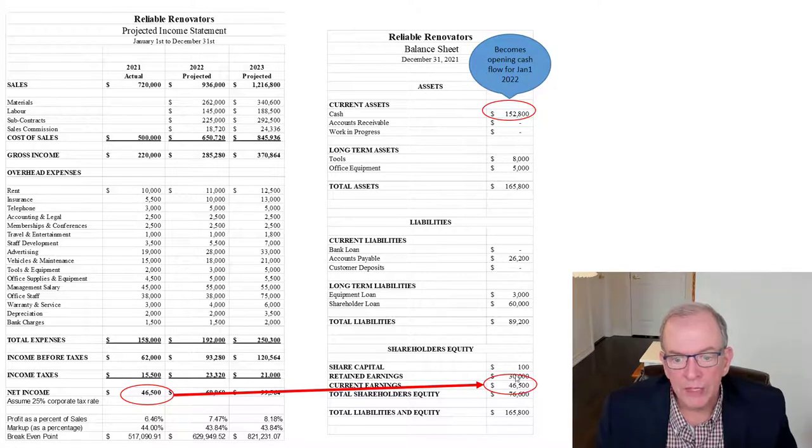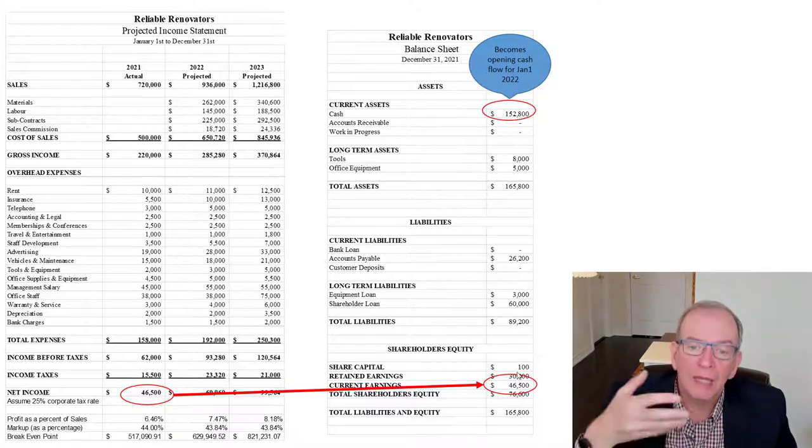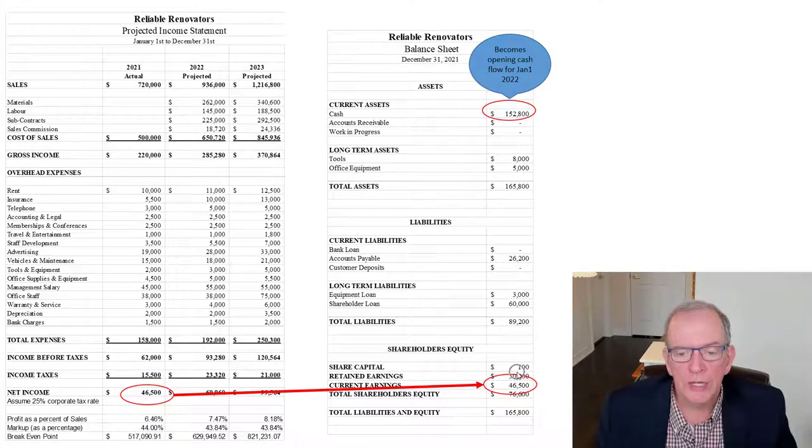Our retained earnings from previous years, money that we've left in the business, is $30,000. And we actually had $100, I guess, just as a token when we started the business. So if we add that up, our shareholders' equity is at $76,600 shown on the balance sheet, right? Shown on the balance sheet.